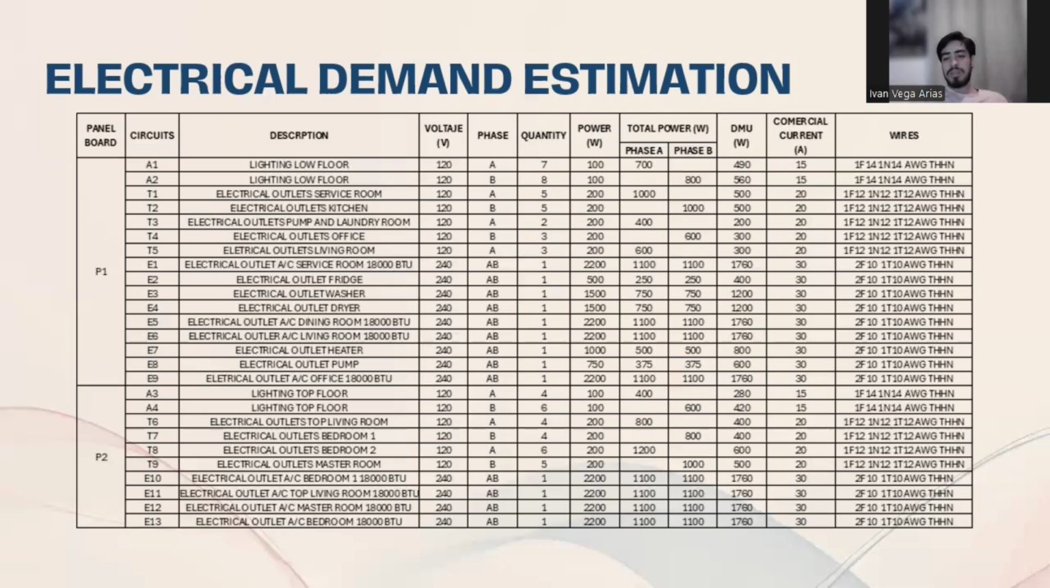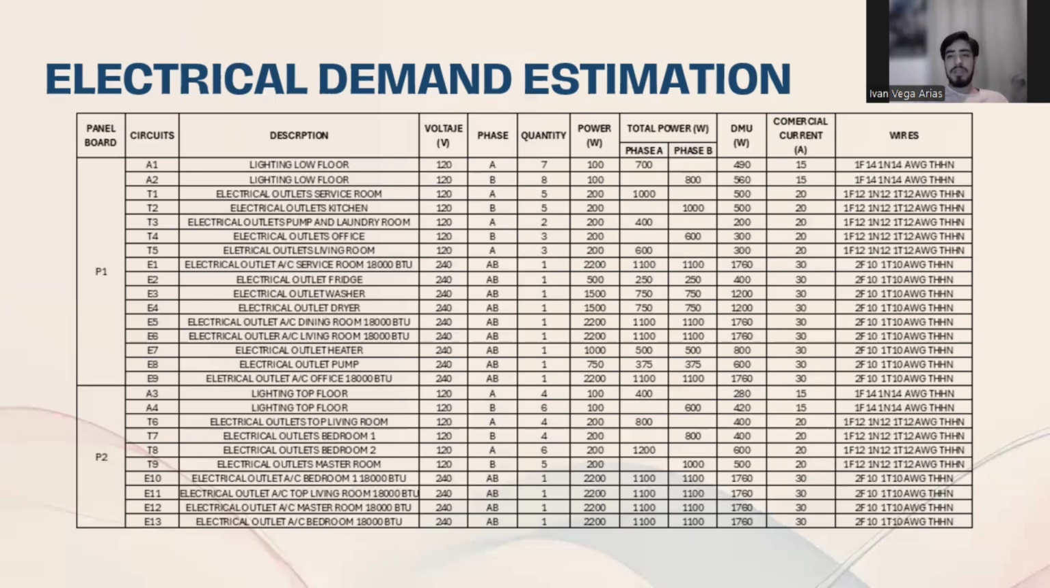So with all this information, we size a main panel board breaker of 2P, 125 amperes to support our total calculated demand of 130 amperes.